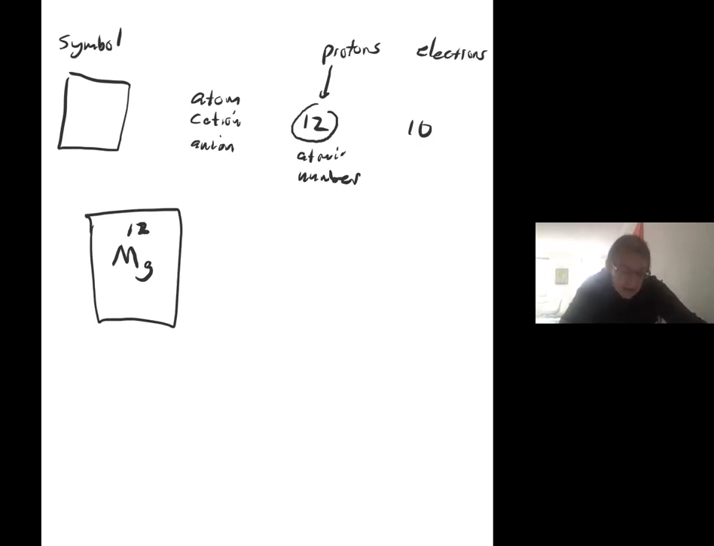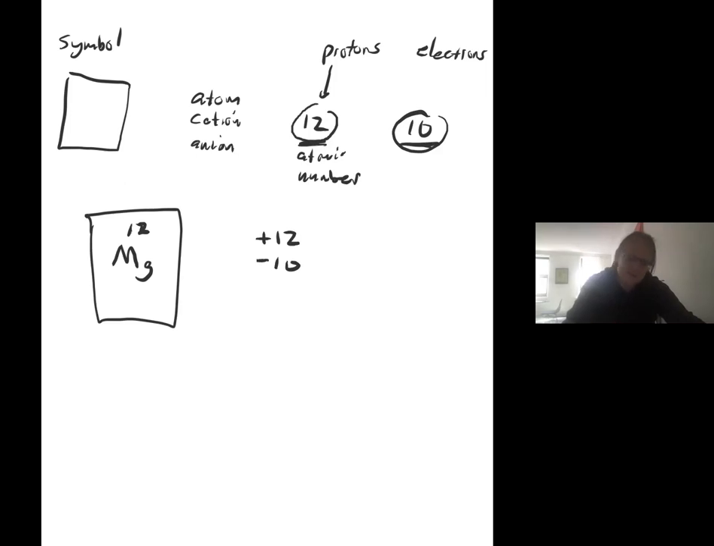Now, is it a cation, an anion, or an atom? It can't be an atom. These numbers are different. If those numbers are different, it can't be an atom. In an atom, they're the same. So we know it's either a cation or an anion. Now you just kind of reason through this. What we know is that it has 10 electrons and 12 protons.